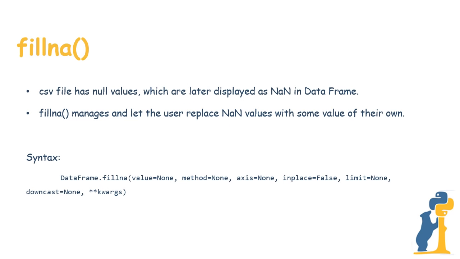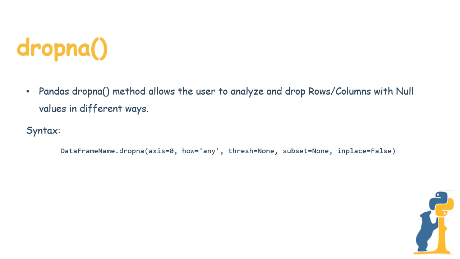Axis is used to change the forward and backward directions, either row wise or column wise. Limit is used to specify the limitations of forward and backward replacement.